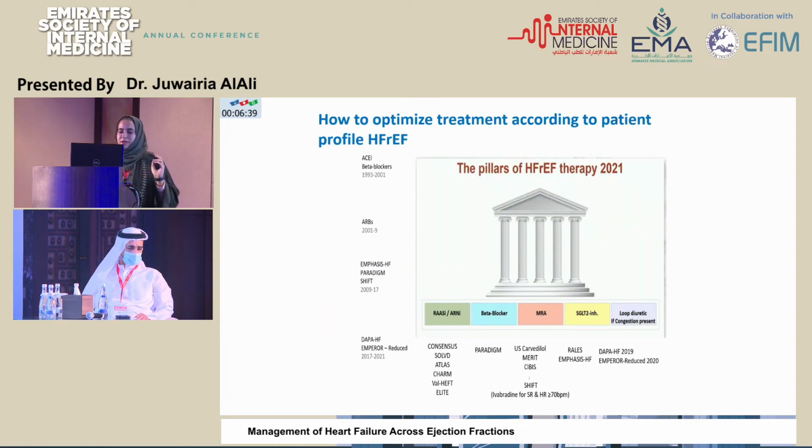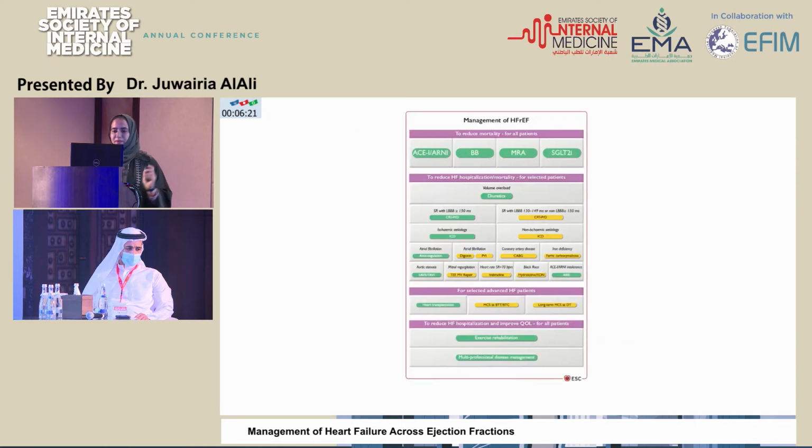So always remember the 4 pillars. If you're not gonna remember anything, remember this from my talk. You need to have the patients on these 4 medications: an ACE inhibitor or an ARNI, beta blockers, MRAs, and an Sglt2 inhibitor as soon as possible from the diagnosis, and they have to be on all of them.